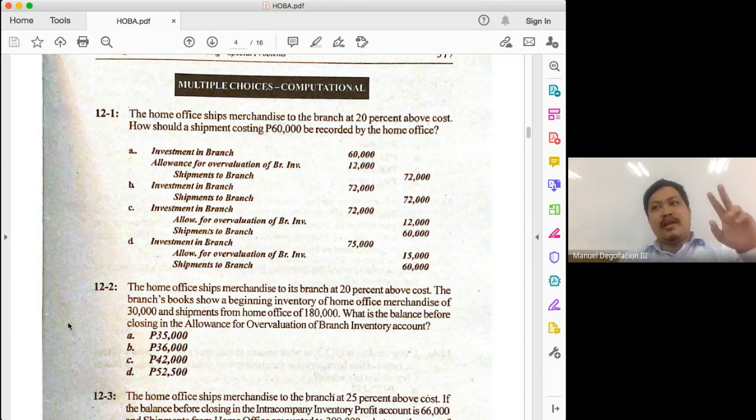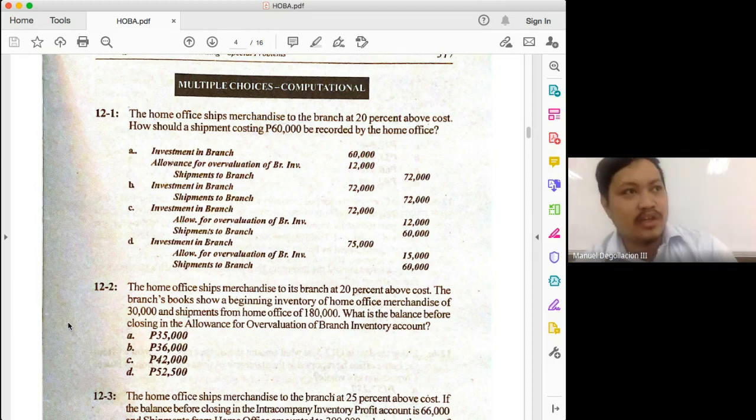Okay, and an important concept, class, please do not forget that the amount that will be credited to your shipments to branch account every time there is a shipment should always be at cost. Please remember, this will help your analysis in more complicated problems, class. The shipments to branch account will always be at cost. It will represent the true cost of the goods that were shipped or transferred to the branch.